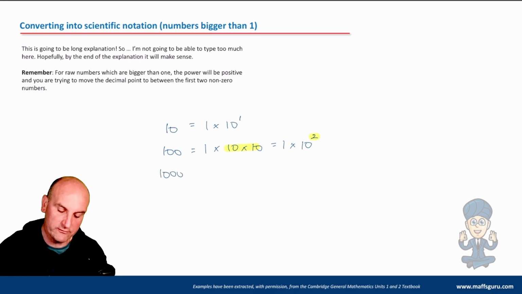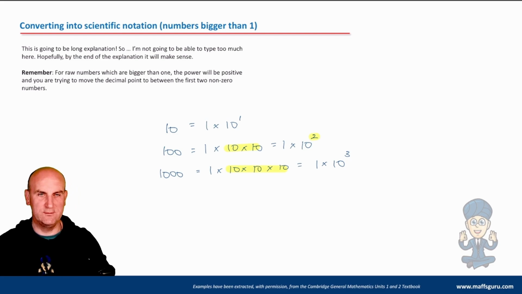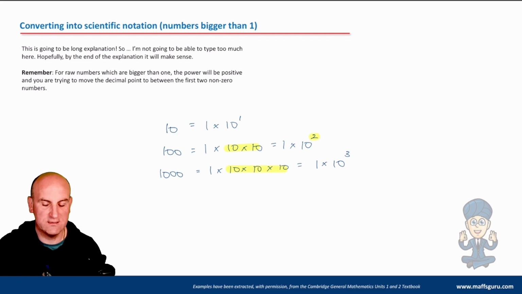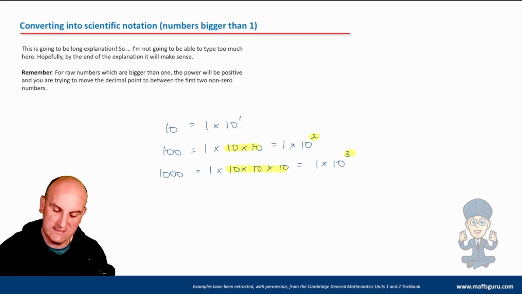So what about 1,000? 1,000 would be 1 times 10 times 10 times 10. But we know that that can be written as 1 times 10 to the floaty 3. Why? Because 10 times 10 times 10, using floaty number or index notation, we can write as 1 times 10 to the 3. And hold on a moment, you see what's happening?